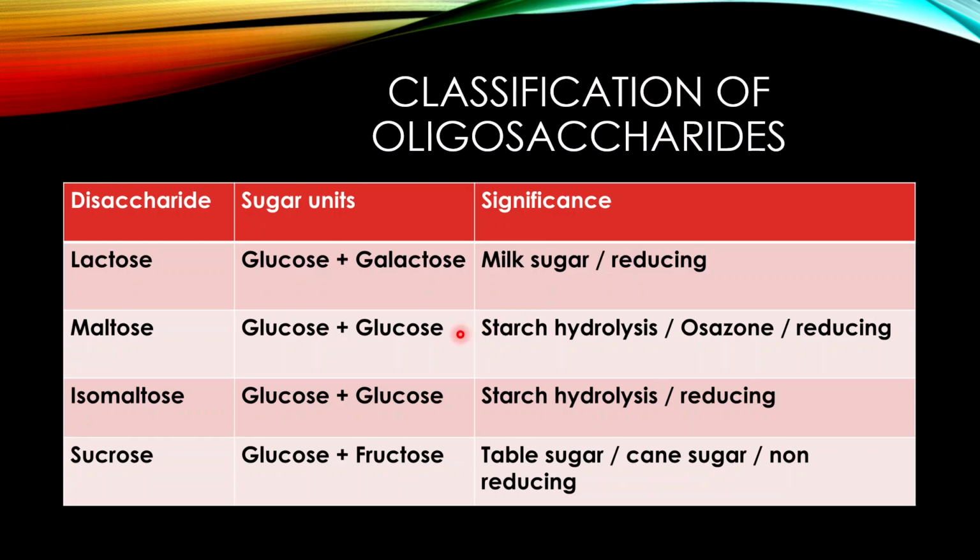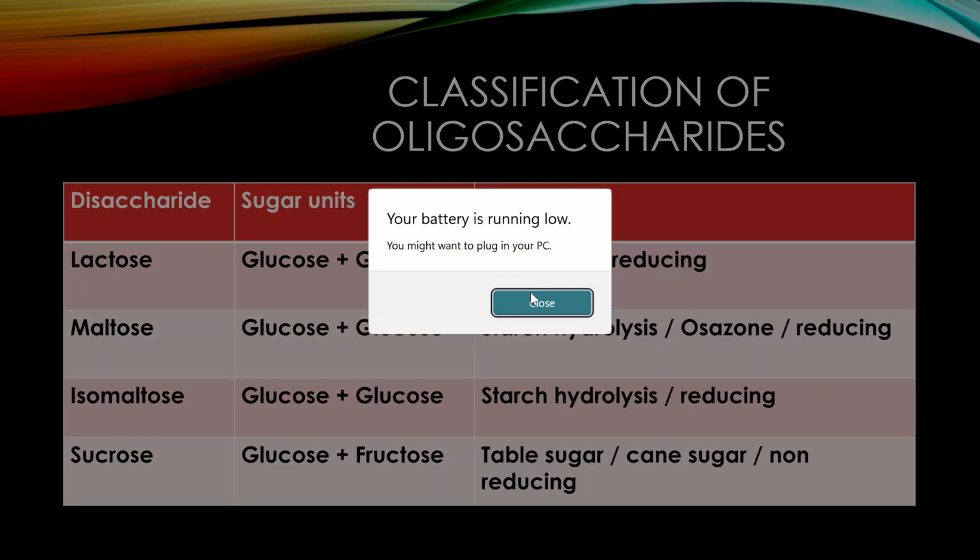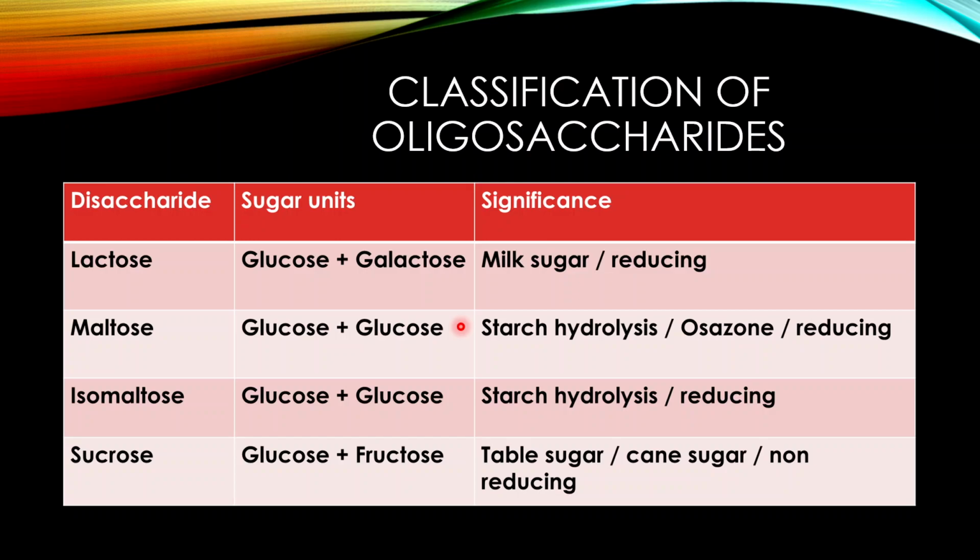Maltose is a product of starch hydrolysis, and maltose forms an osazone, which is a star-shaped osazone, and maltose also is a reducing type of disaccharide. Isomaltose also is made up of glucose and glucose, but the bond in isomaltose is 1,6 between these two glucose molecules, while in maltose it is 1,4. Isomaltose is also a product of starch hydrolysis, and is also a reducing disaccharide. The last one is sucrose, which is made up of glucose and fructose. Sucrose is present in the form of table sugar and sugarcane juice, and it is a non-reducing disaccharide.